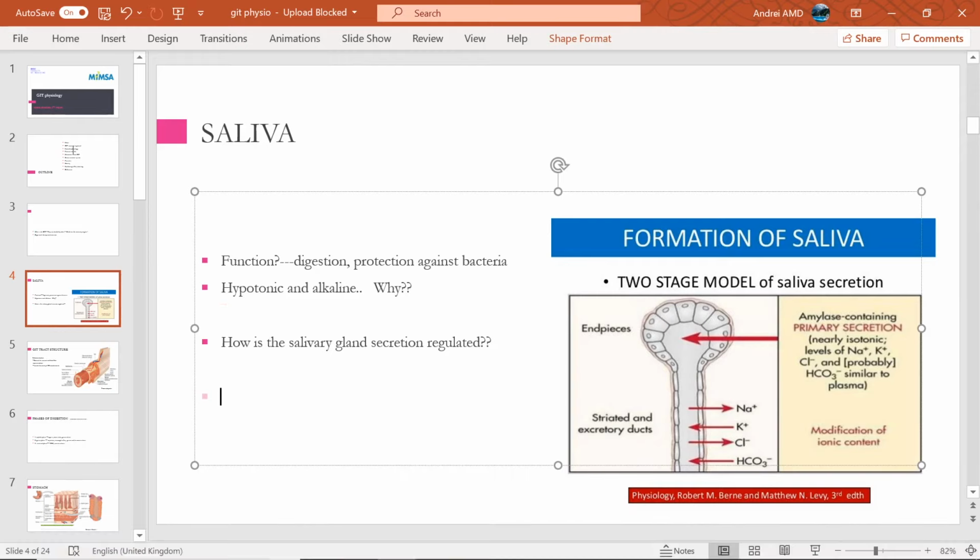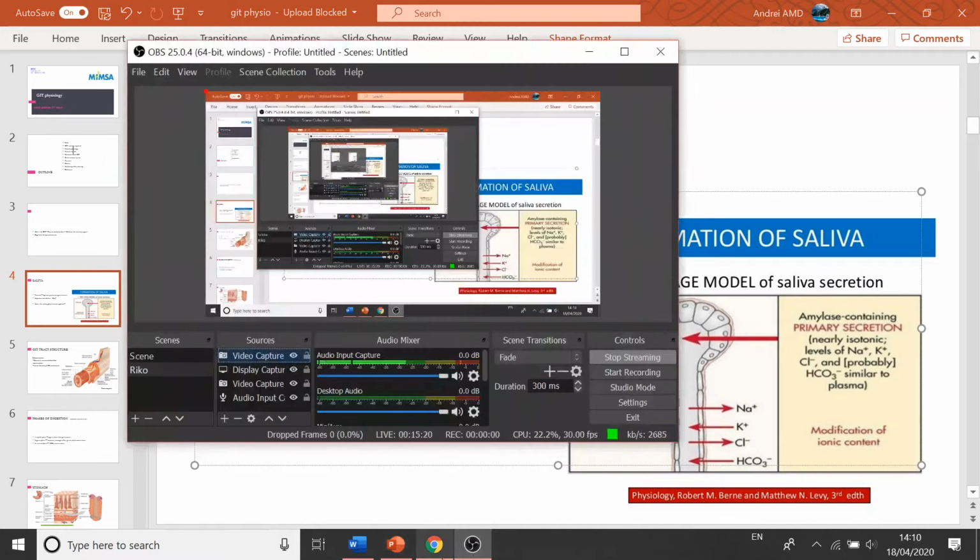I think what's important in this question is that you know the regulation and also the hypotonic and alkaline characteristic of the saliva. Okay.